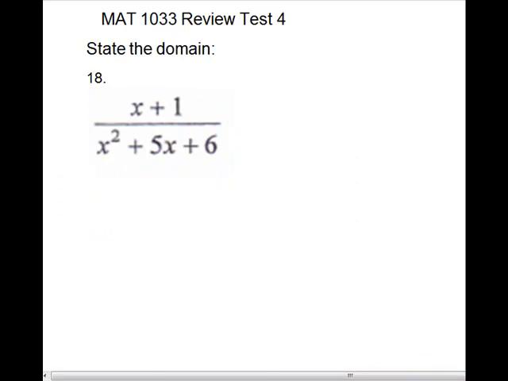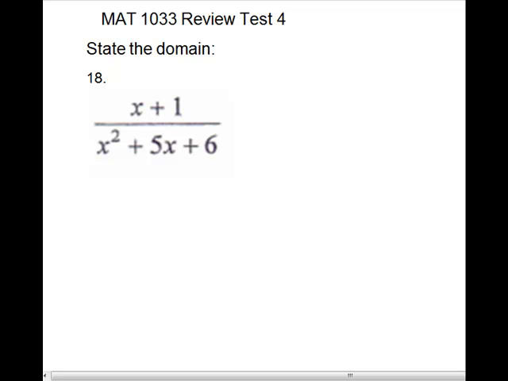Next, we'll look at a couple of domain problems. For domain, this is what the x can be. So we start with the set of all real numbers, and then we look for exclusions. We have two types of exclusions. One is denominators. Denominator cannot be 0, so we look to see when denominator will be 0. And the other type is a radical. The radicand needs to be greater than or equal to 0.